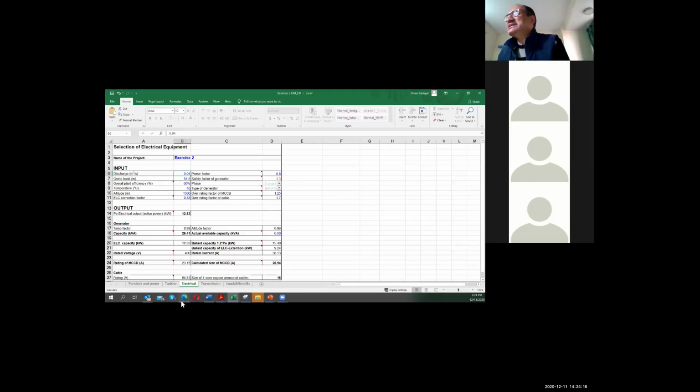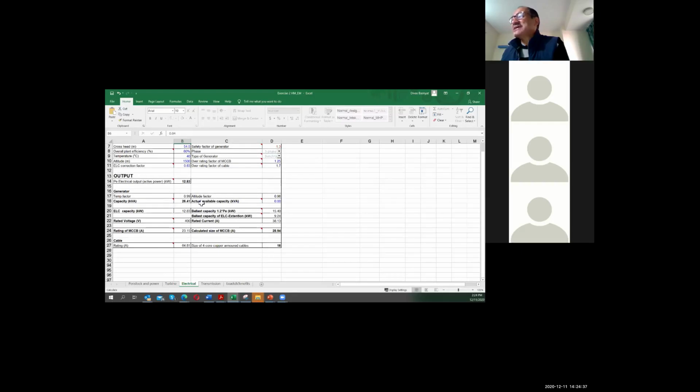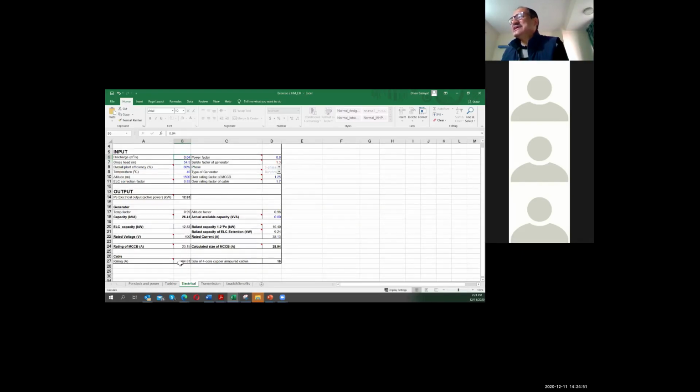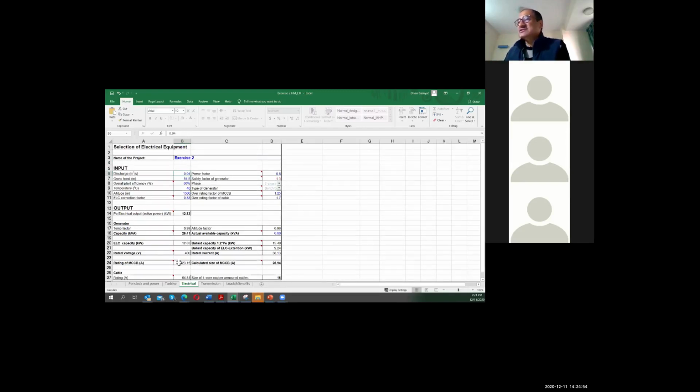Basically, over here, these are the different parameters you put: the overall plant efficiency, the discharge, the gross head, and the generator information. Then based on that, it gives you the capacity of the generator, the electric load control, and correction factors. It gives you the ballast capacity, the rated current, the rated voltage and other things. So for the electrical generator system, these are the key factors.